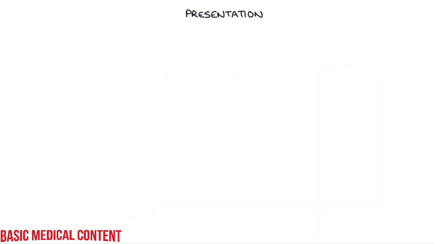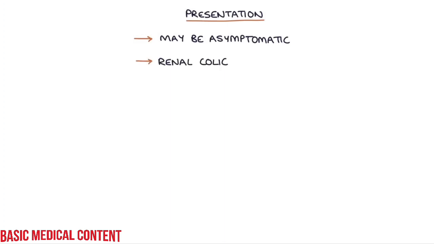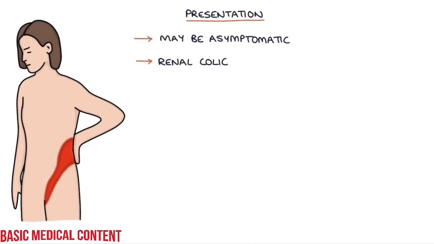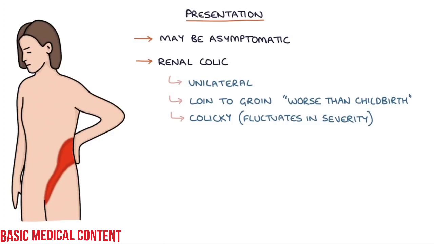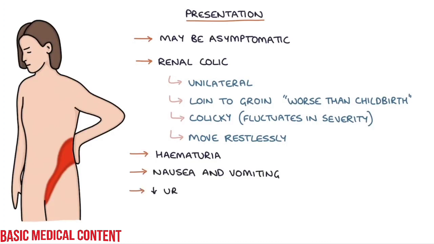Let's talk about the presentation of kidney stones. Renal stones may be asymptomatic and never cause any issues. A symptom called renal colic is the presenting complaint in symptomatic kidney stones. Renal colic is unilateral loin to groin pain, which can be excruciating, and some people describe it as worse than childbirth. And it's colicky, meaning that it fluctuates in severity as the stone moves and settles in position. Patients with renal colic often move restlessly due to the pain. They may also experience hematuria, or blood in the urine, nausea and vomiting, reduced urine output, and symptoms of sepsis if infection is present.